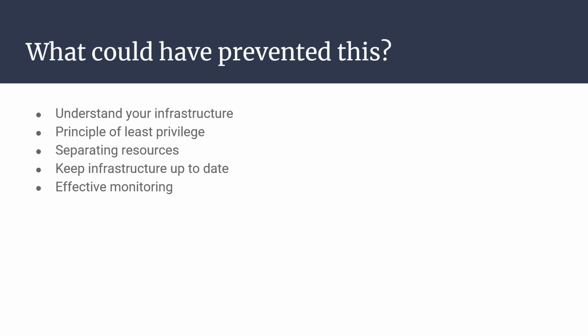In Capital One's case, their web application firewall had permissions to access and download private customer information, so you have to ask yourself, is that really necessary and should that have ever been configured that way in the first place? And the answer is probably not. In addition to understanding your infrastructure, you should also apply the principle of least privilege. So this is just where users only have access to resources that they absolutely need to in order to perform their job.